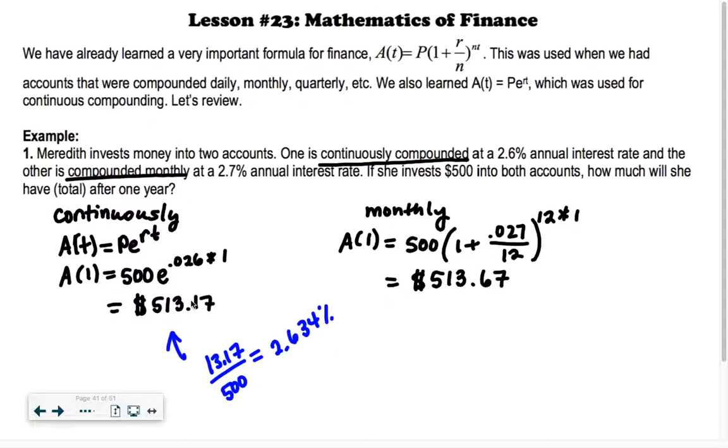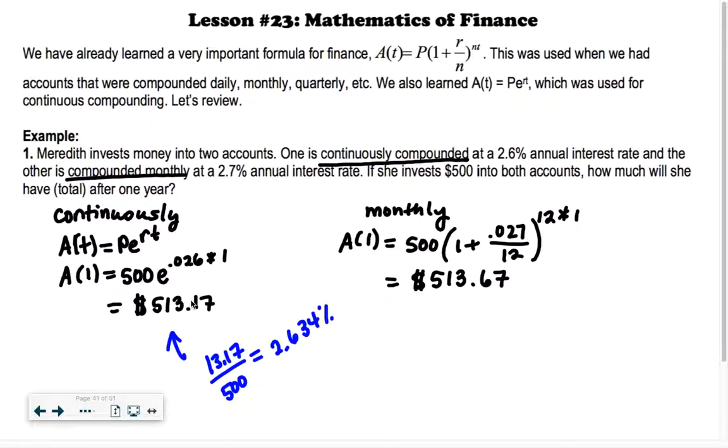So that's a little bit different than what it said, right? It said something like a 2.6 annual interest rate. I've told you before, banks are a little misleading with that. It's not actually a 2.6% annual interest rate, right? Does it make sense? Because you're compounded monthly, daily, whatever.